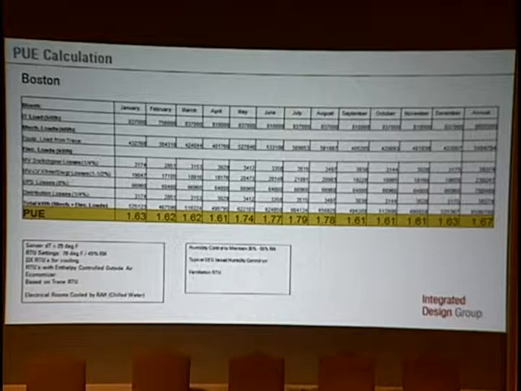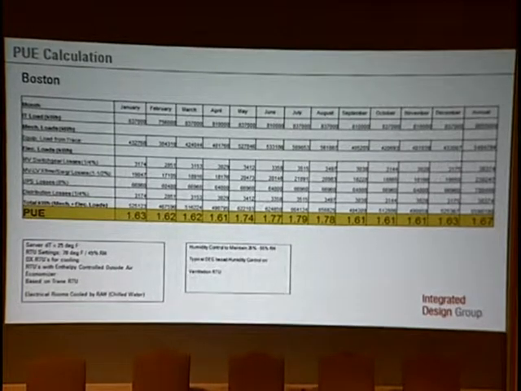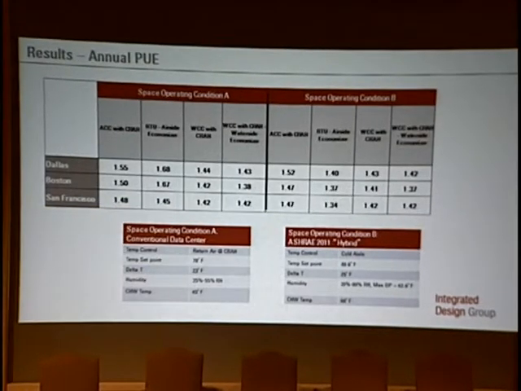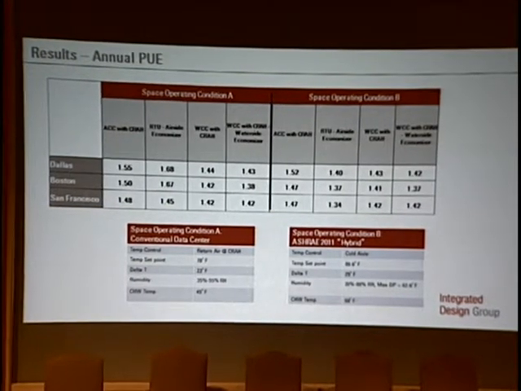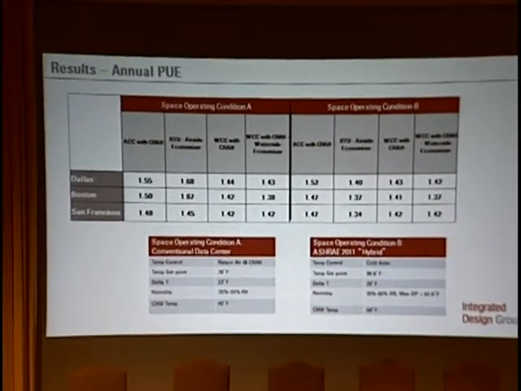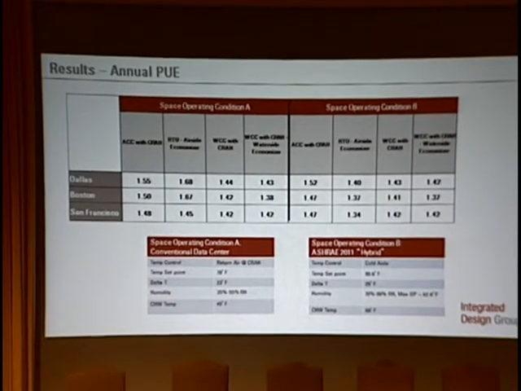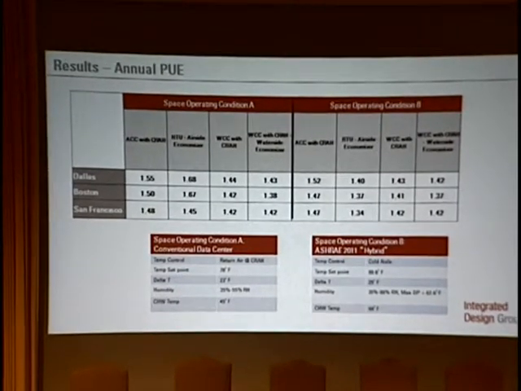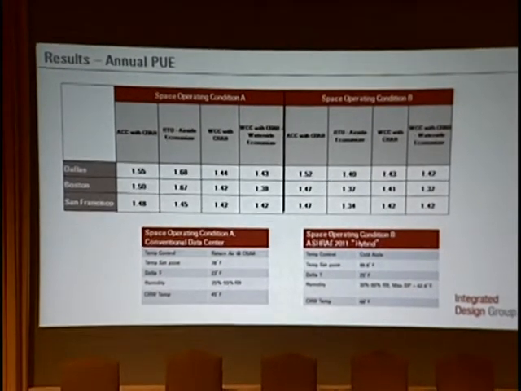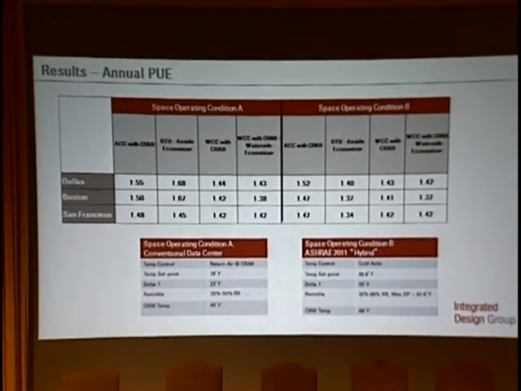So if you were looking at our example, which had three regions, 4 systems, and 2 operating conditions, you're looking at 8 by 3, 24. This would be 24 times that we had to recalculate this to get each of these numbers here. So these would be the results of our example.